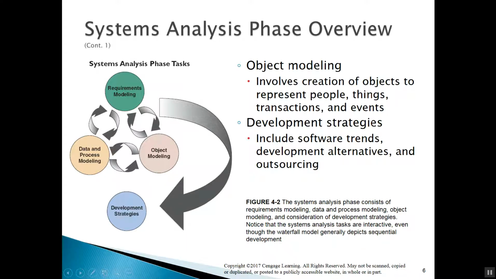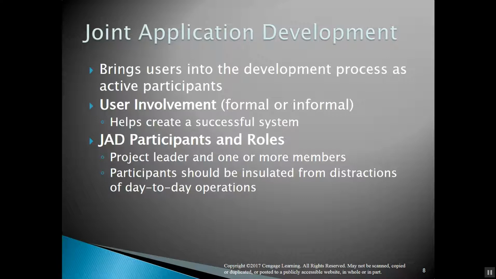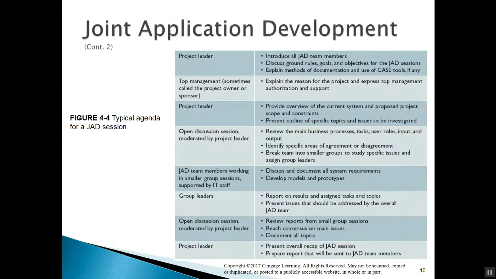So we've got the requirements modeling, we've got data and process modeling, we've got object modeling, and it's tough to get it all laid out. And it's not one size fits all kind of thing. There's not one way to do it. We've got different ways to go through and do what we're doing. We'll talk about RAD and JAD. We'll skip through that.